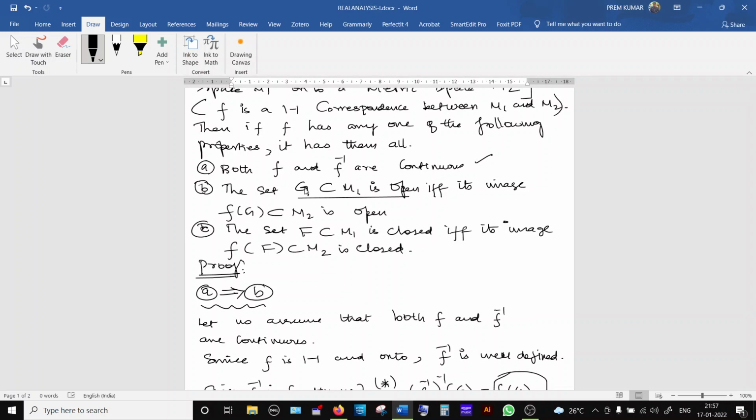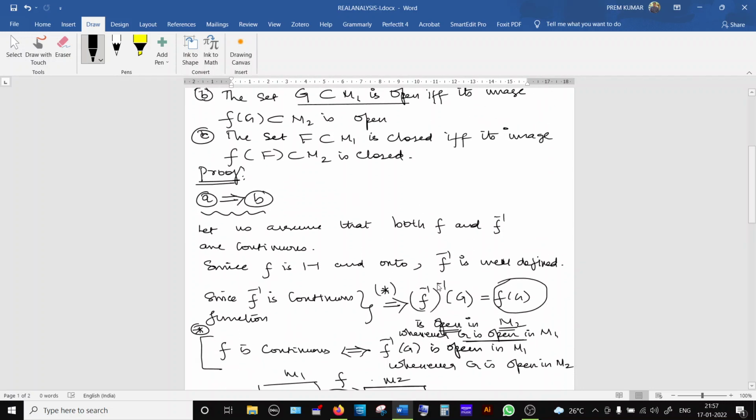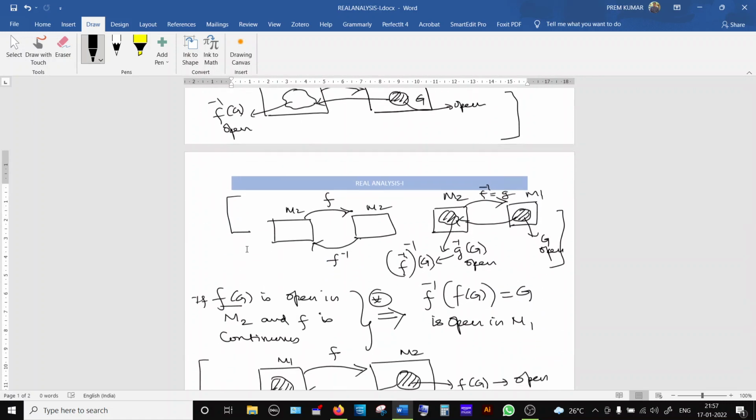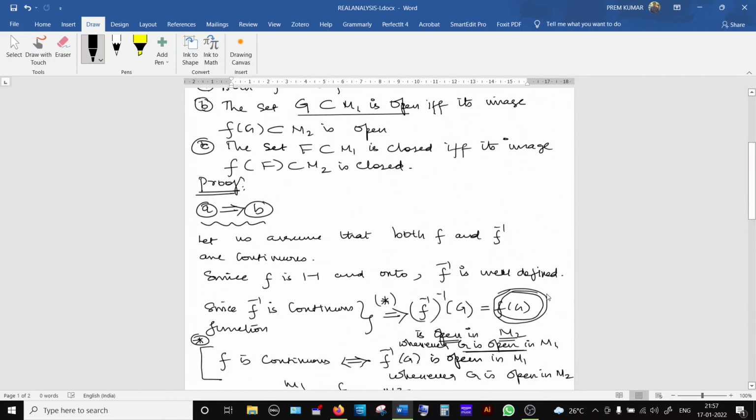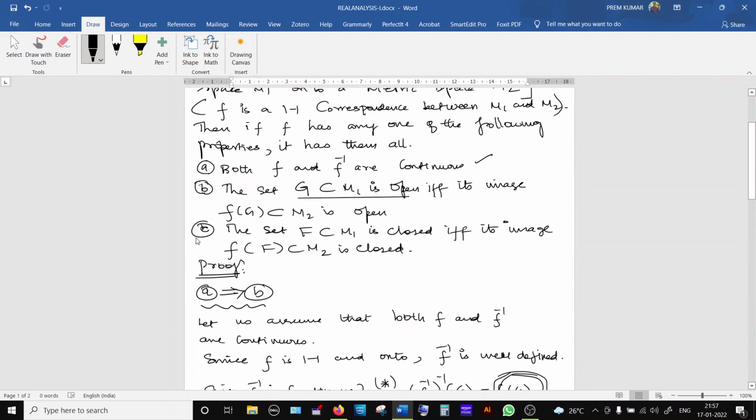First we assumed that G is open in M1. We proved that f of G is open in M2. Then we assumed that if f of G is open, we proved that G is open. So this completes the proof of A implies B. If A is true, we proved that B is also true. The thing is, B has both a necessary and a sufficient part. That's why we first assume this part and prove this one, then we assume this part and prove this one.